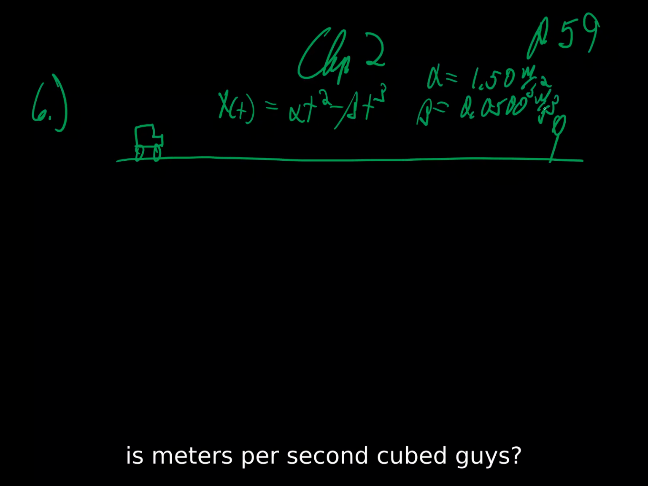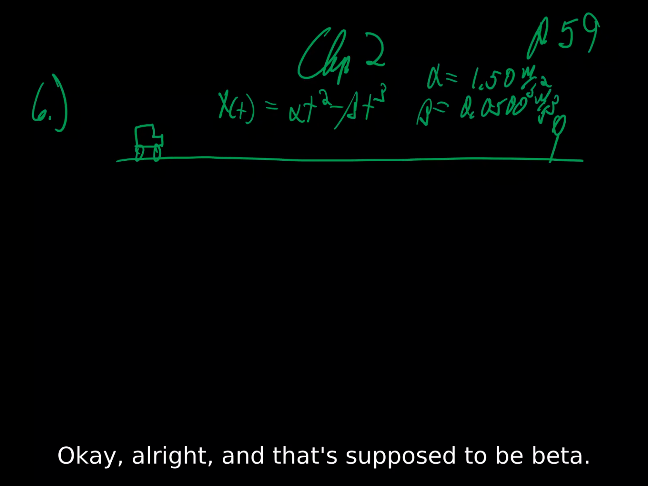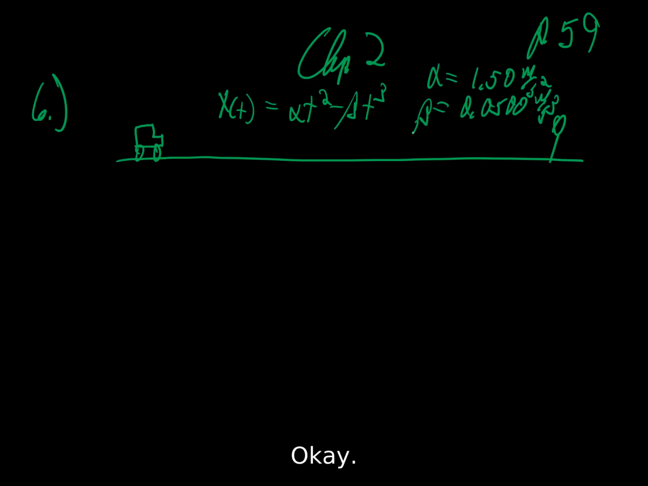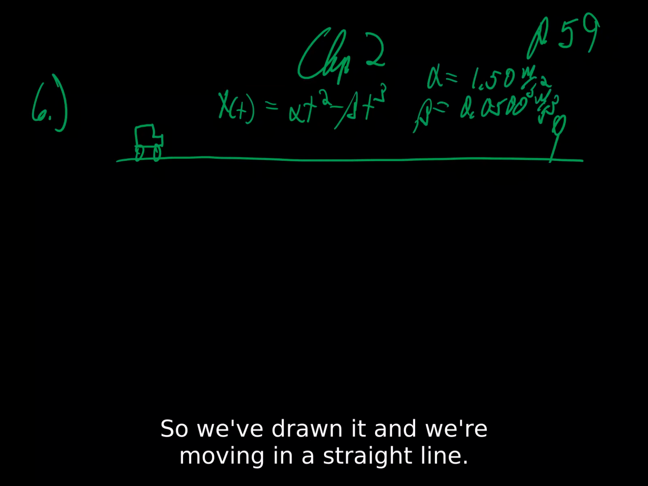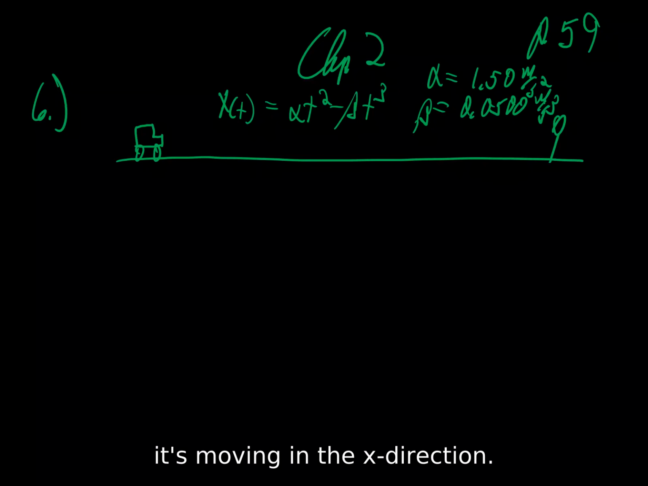Now, I know you're thinking, what is meters per second cubed, guys? You've got to remember derivatives. Okay. All right. And that's supposed to be beta. I didn't make my beta too good there. Okay. So we've drawn it, and we are to assume it's moving. It's a straight line, and when it says that, we're assuming it's moving in the x direction.